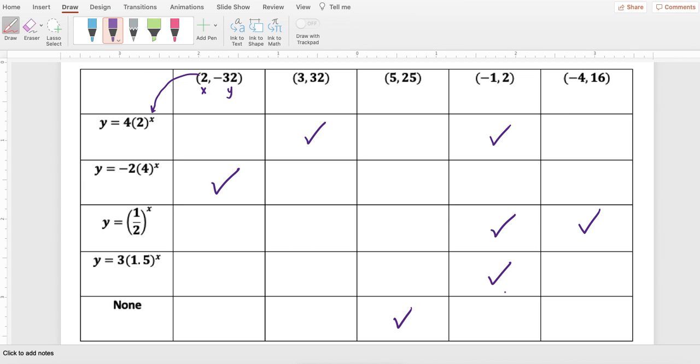So this is what you should have gotten when you finished out the chart. You should have seen that -1, 2 and -4, 16 were solutions to this function. For my last function, you should have seen that -1, 2 was a point. And then for the none, that is just which point was not a solution to any of them, and I see that was the 5, 25.